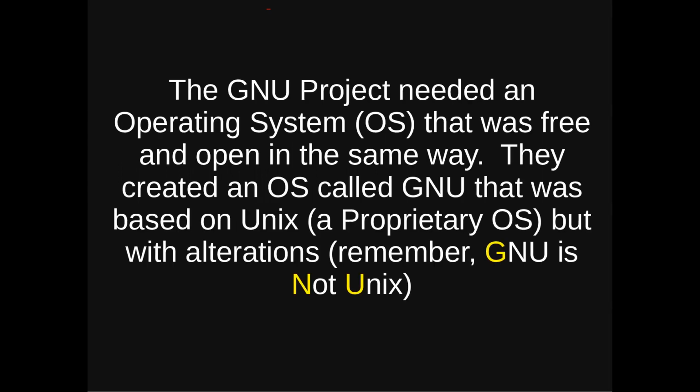Now, the GNU project started to get a bit of traction, but what it needed was an operating system that was free and open in the same way. There's no point having free and open source software and these principles if you then have to install them on an operating system that people have to pay for. It goes against the full freedoms. So they created an operating system called GNU that was based on Unix. At the time, Unix was a proprietary operating system, fairly small scale compared to other OSs, but which had some alterations to Unix. Remember, GNU is not Unix, as the computer scientists cackled.